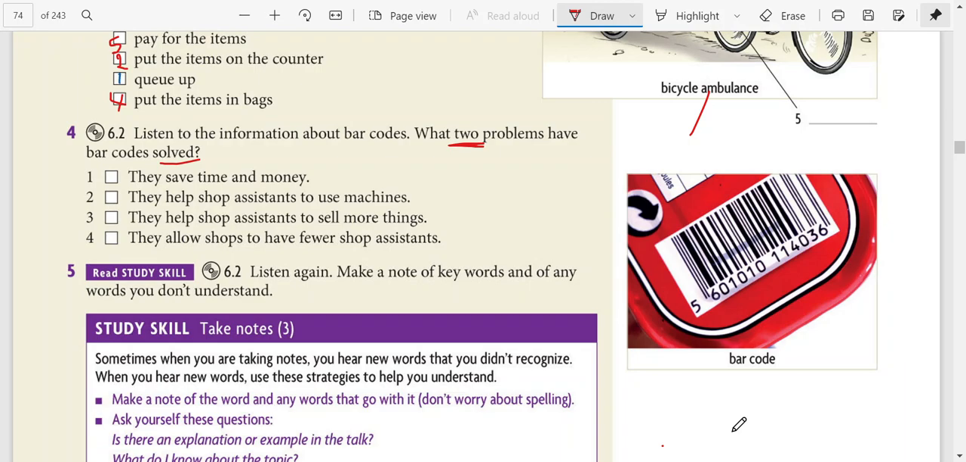It took a long time, and time is money. It also meant that the shop needed many assistants to serve the customers. Both these problems are solved in one quick scan.